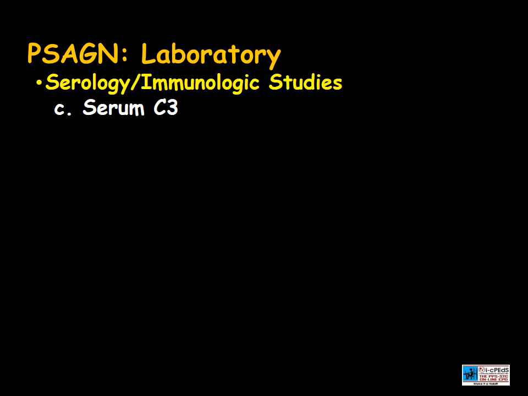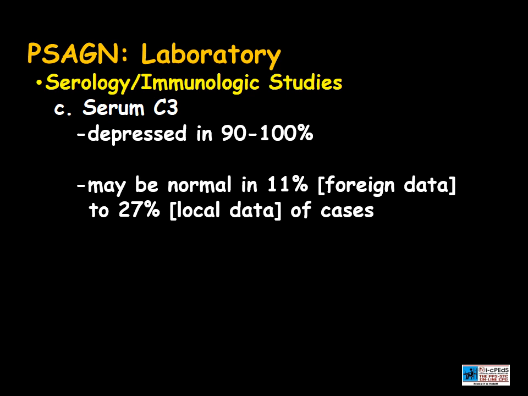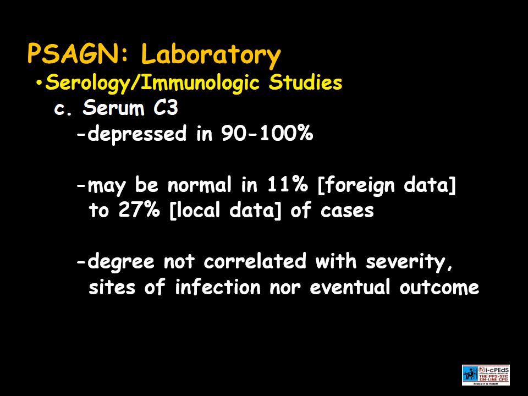One of the most important immunologic evidences of acute glomerulonephritis is serum C3. This is usually depressed in 90 to 100% of patients. However, serum C3 levels may be normal in 11% of patients based on foreign data, and local data would mention that 27% of cases may have normal serum C3 level. The degree of depression is not correlated with the severity, the sites of infection, nor the eventual outcome of the patient.